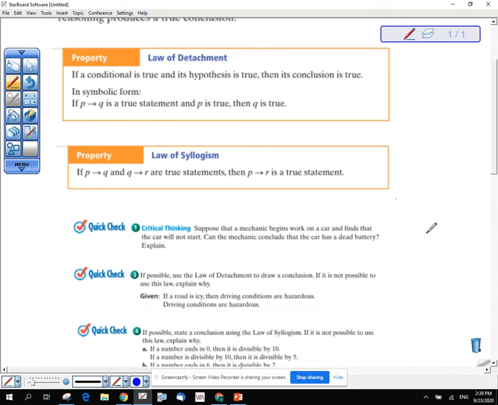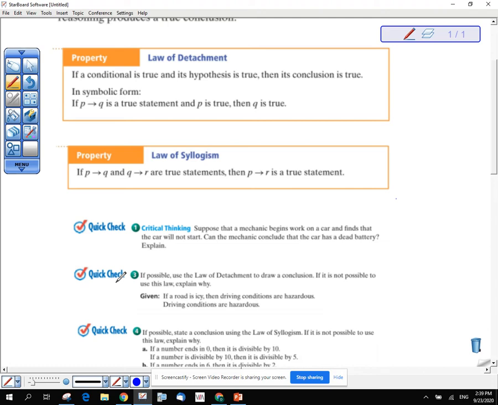Look at quick check 3 right here. If a road is icy, then driving conditions are hazardous. Driving conditions are hazardous. You see, if a road is icy, then driving conditions are hazardous. This is a true statement. When roads are icy, it's a little rough outside. Maybe some of you drive already, and winter is a tougher time to drive. And then we say driving conditions are hazardous. Can you make a conclusion? Can you conclude that the roads are icy?